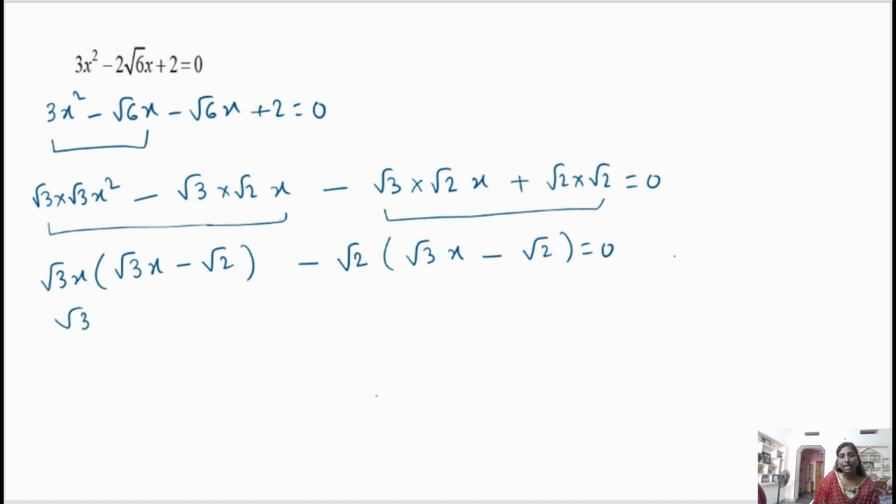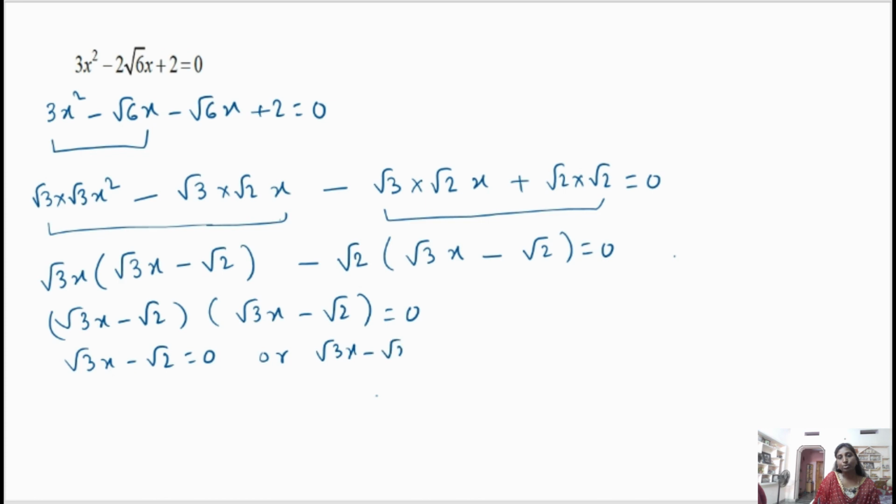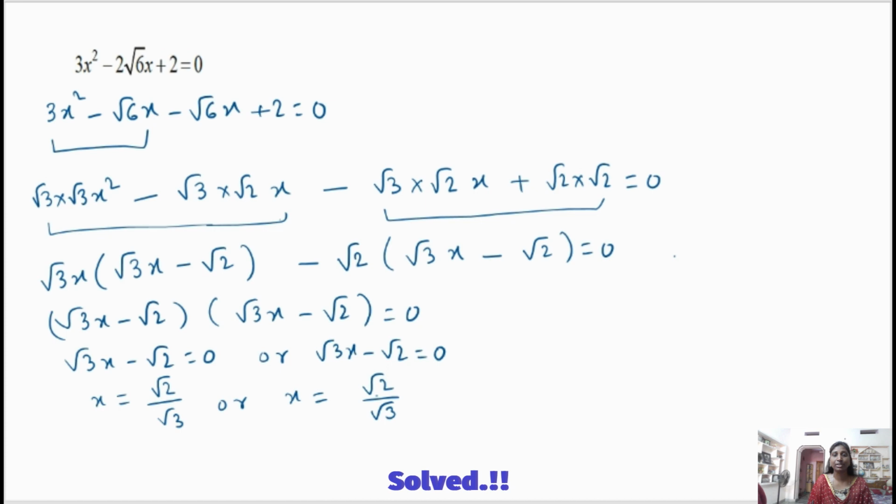Now root 3x minus root 2 is common. You will be left with root 3x minus root 2 is equal to 0. It means root 3x minus root 2 is equal to 0, or root 3x minus root 2 is equal to 0. It means x is equal to plus root 2 by root 3. So x is equal to root 2 by root 3. I hope you have understood it very well.